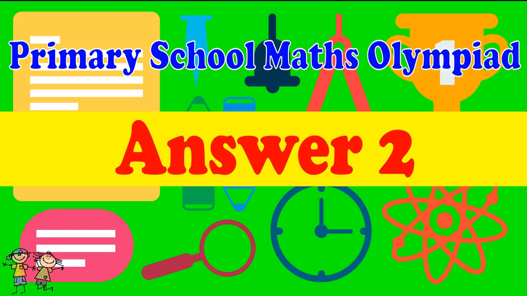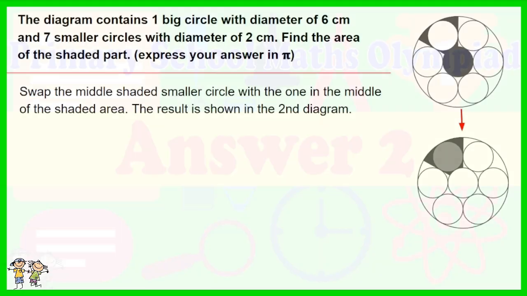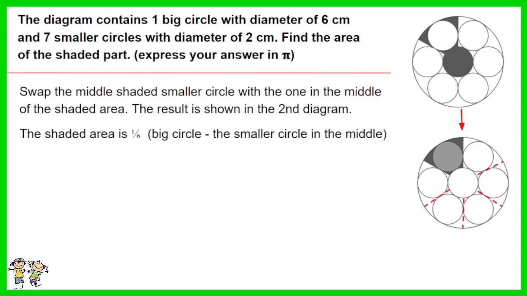Answer for question 2. Swap the middle shaded smaller circle with the one in the middle of the shaded area. The result is shown in the second diagram. From the second diagram, you can see that the shaded area is 1/6 of the result of the big circle minus the smaller circle in the middle.